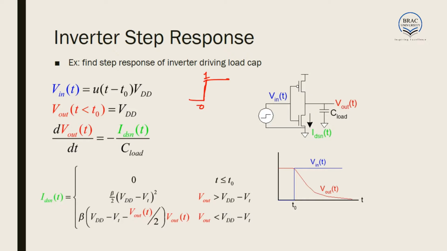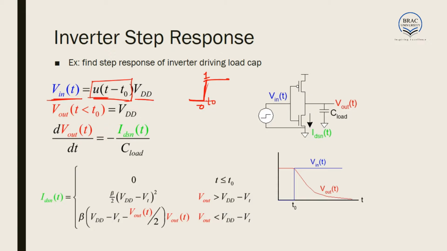Now, we are expressing the step response as Vin is equal to U(t minus t naught) times VDD. Here U(t minus t naught) means a unit step. Unit step means it rises from 0 to 1 at a time t naught. Before the input rises to VDD, the output voltage is supposed to be VDD because at that moment input voltage is 0. And after the input voltage rises to VDD, we have to see how the output voltage behaves with respect to time.